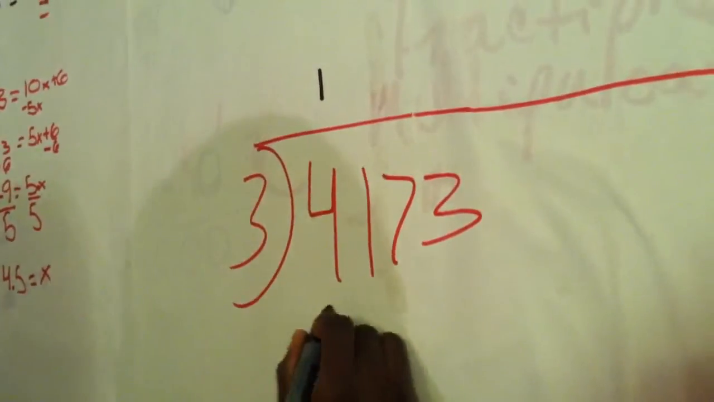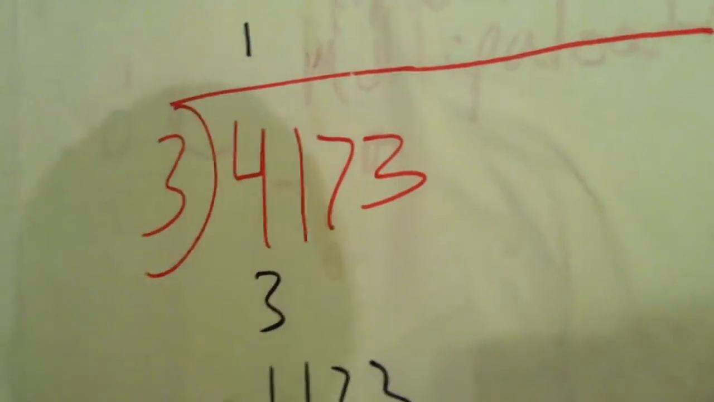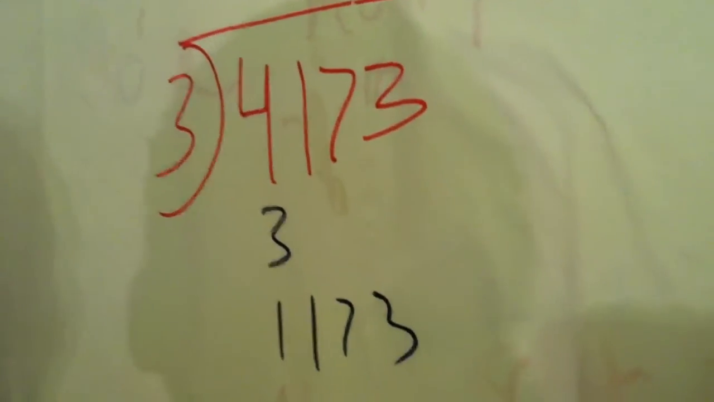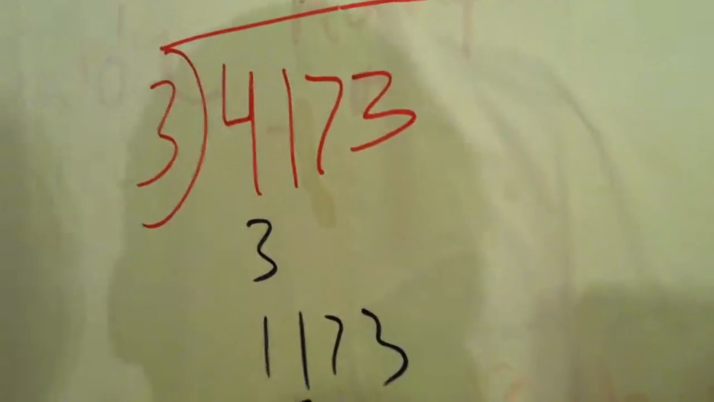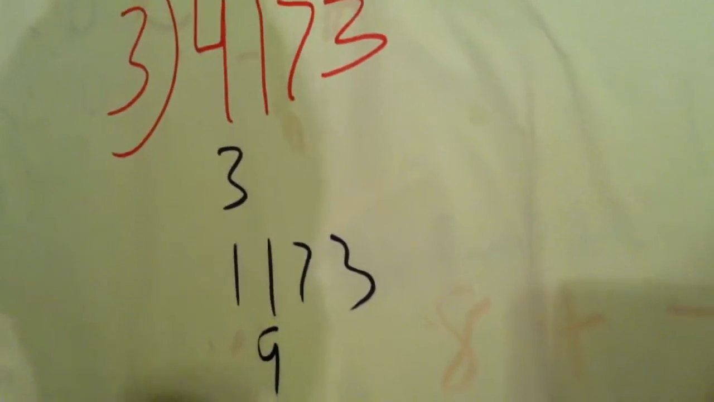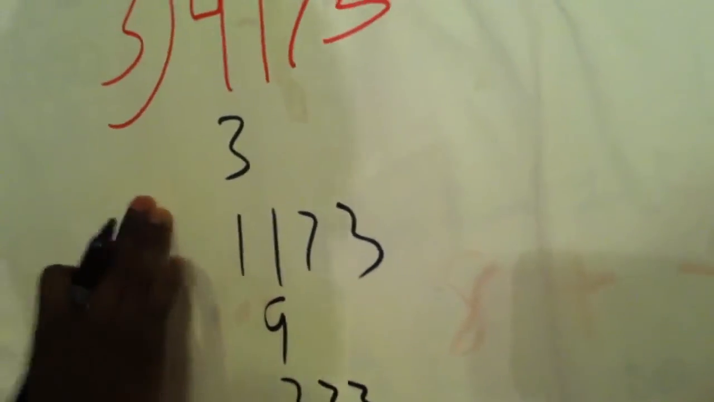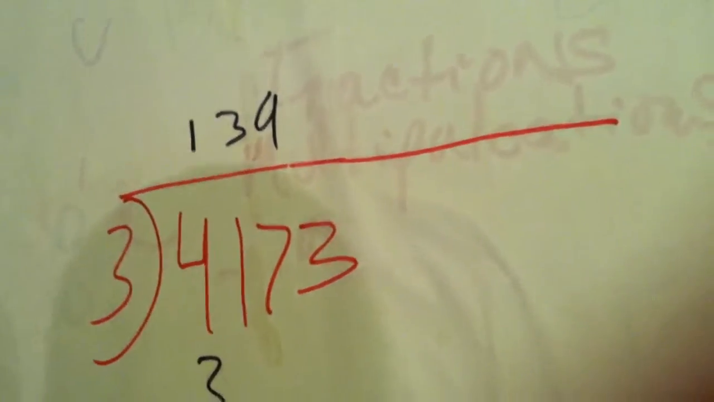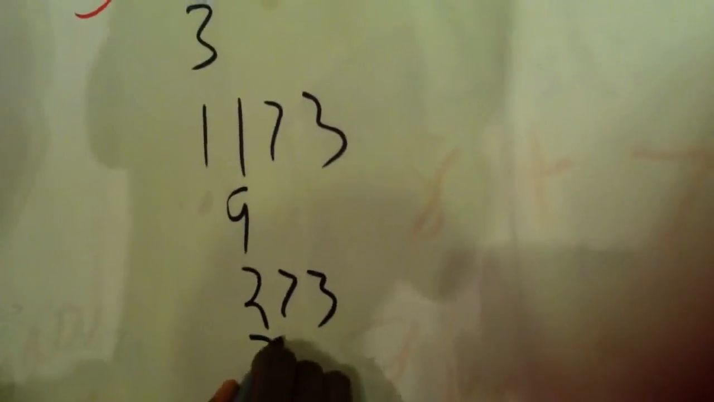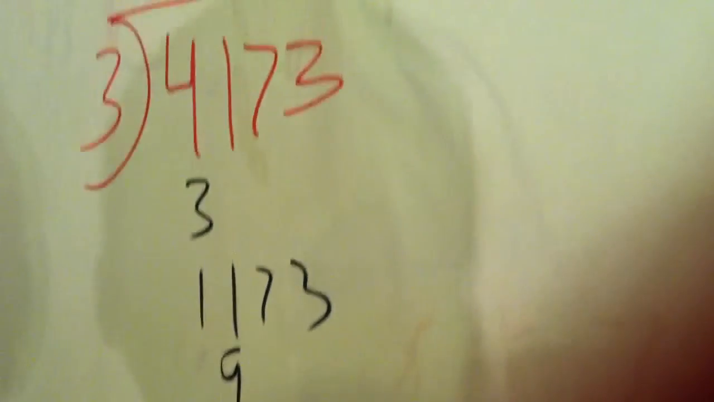I'm about to teach you how to do a little bit harder long division problem. So, first, let's start off with 3 goes into 4 one time. So 1 times 3 gives you 3, bring down the 7. 3 goes into 11 three times, which gives you 9. 11 minus 9 equals 2, bring down the 7. 3 goes into 27 9 times, which gives you 27 exactly. And then 3 goes into 3 one time. So there's your answer.